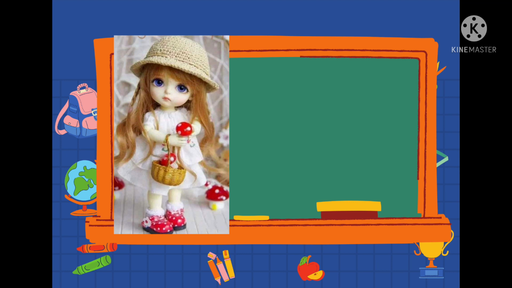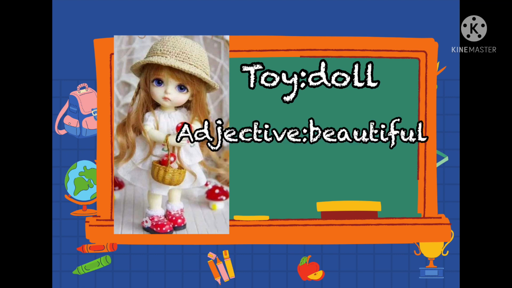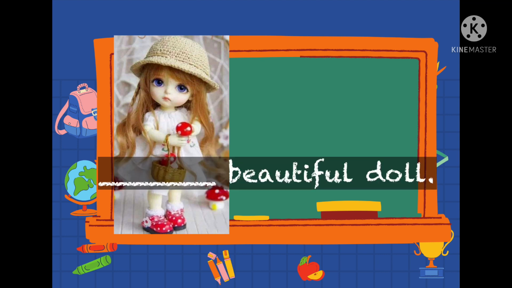Next toy is a doll. And we will use the adjective cantik. Cantik in English is beautiful. Now, you tell me, is it beautiful doll or doll beautiful? Which one is correct? Still remember the rule? Adjective dulu, baru benda. So, beautiful doll. Anak patung yang cantik.